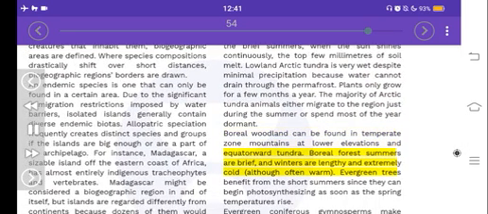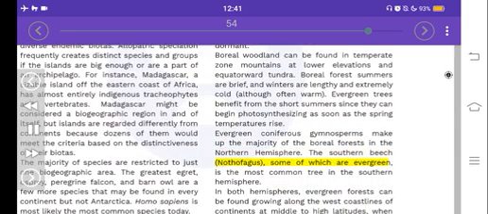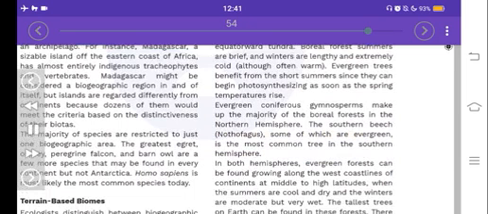Boreal woodland can be found in temperate zone mountains at lower elevations and equatorward of tundra. Boreal forest summers are brief, and winters are lengthy and extremely cold, although summers are often warm. Evergreen trees benefit from the short summers since they can begin photosynthesizing as soon as the spring temperatures rise. Evergreen coniferous gymnosperms make up the majority of the boreal forests in the northern hemisphere. The southern beech, Nothofagus, some of which are evergreen, is the most common tree in the southern hemisphere.